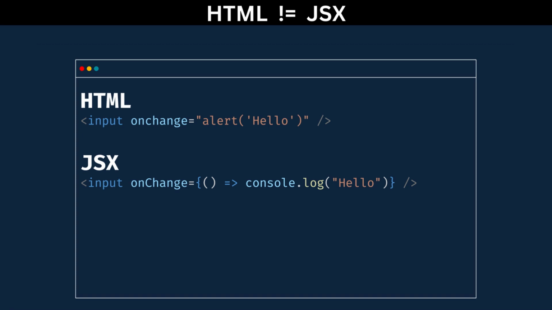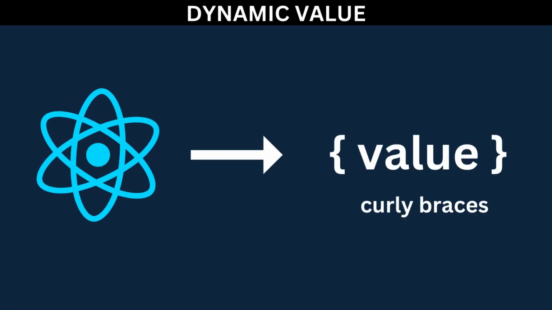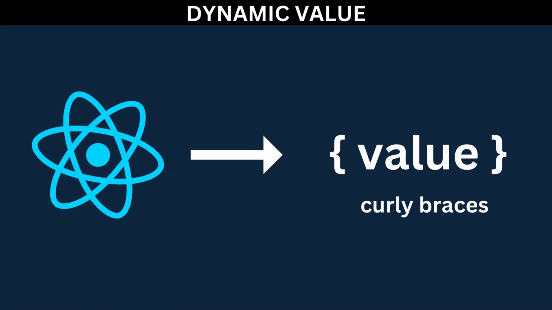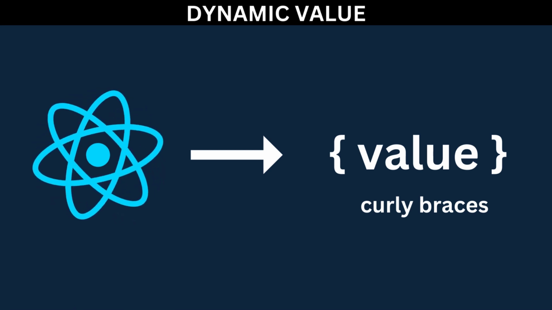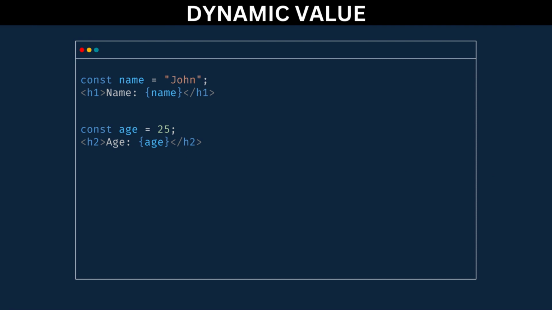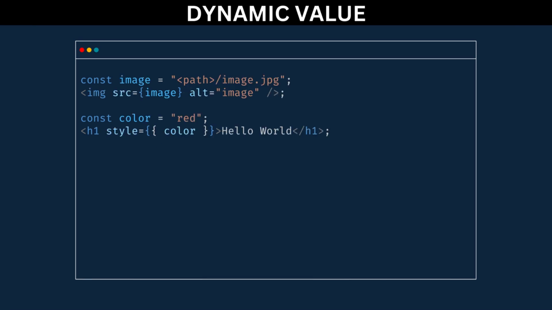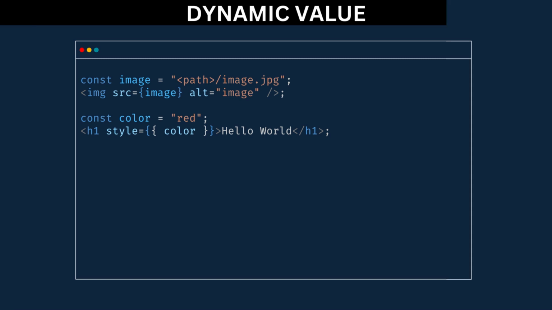What's the benefit of using React? Well, it's all about dynamic JavaScript values. You can display data in your JSX using curly braces, and these curly braces accept values like strings and numbers directly. But that's not all. You can also use curly braces to make your attributes dynamic. And you can style React elements using a JavaScript object within those curly braces.